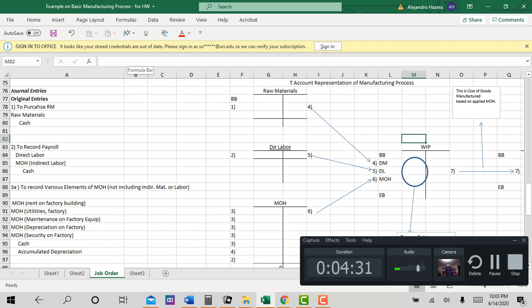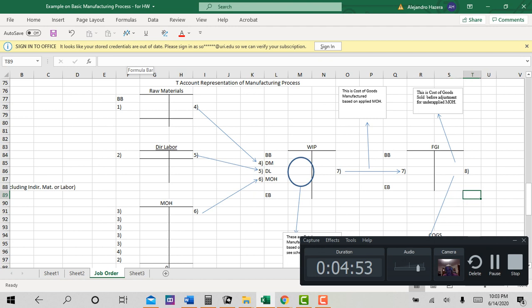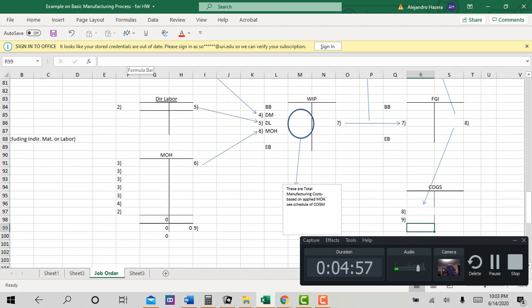You could think of this as the assembly line. We're going to have a beginning balance in the work in process inventory, and we're going to add to that, from these 3 accounts, direct materials, direct labor, and our applied manufacturing overhead. Then finally, once the products come off the assembly line, they go into finished goods, and ultimately they go into cost of goods sold, which is on your income statement.